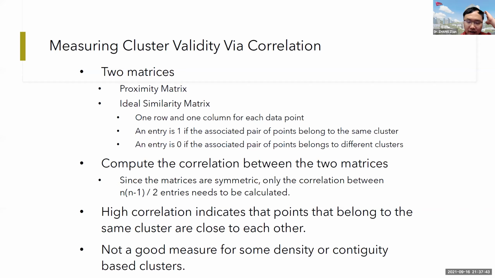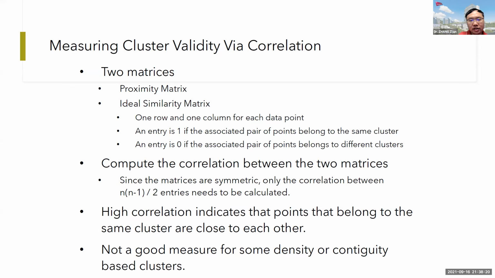That means you check the ground truth of the data points against the data points in each of the generated clusters, and then you do a comparison. You compare the label of each pair, and assign 1 if it matches and 0 if it does not. Then you compute the correlation between the two matrices. Since the matrices are symmetric, only the correlation between m times (m minus 1) over 2 entries needs to be calculated. That is the computational complexity.